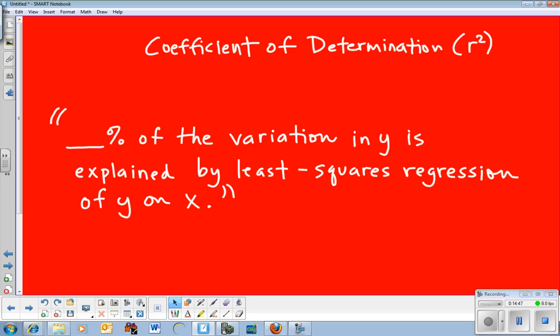Make sure you have that wording written down because it's going to pop up and you're going to need to recognize that as R squared.